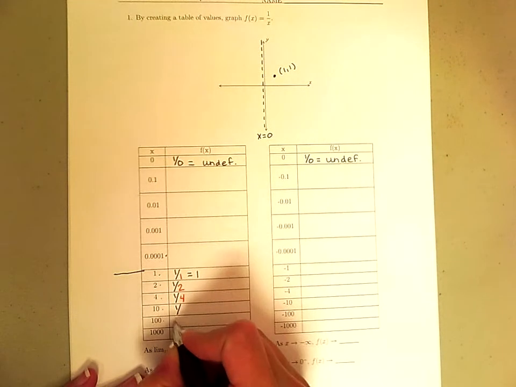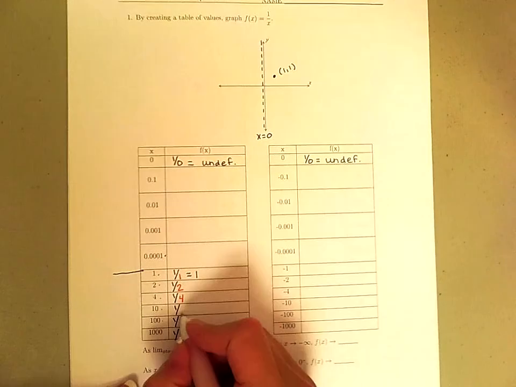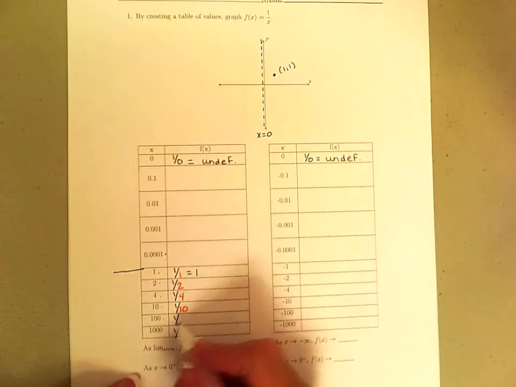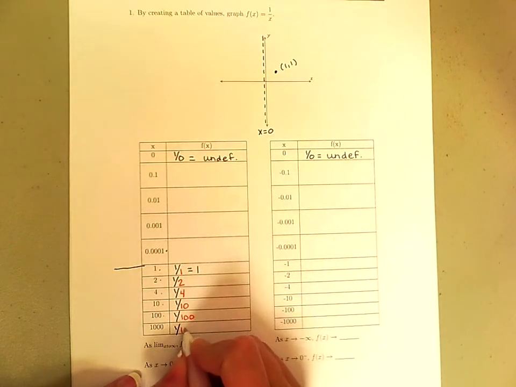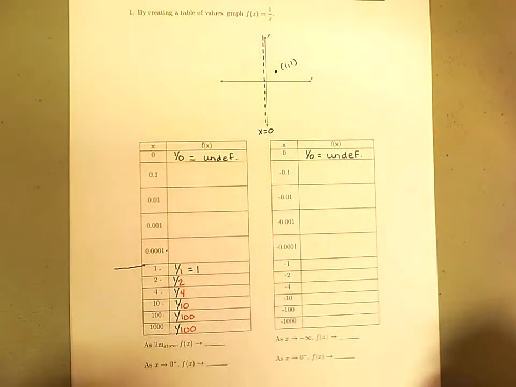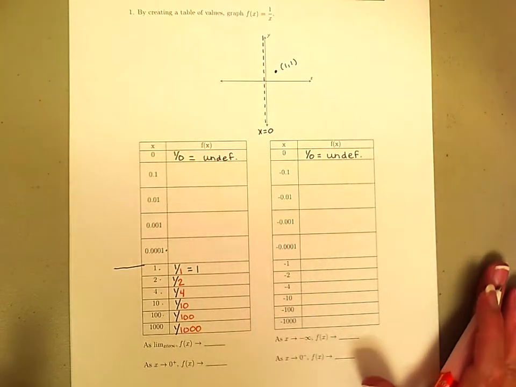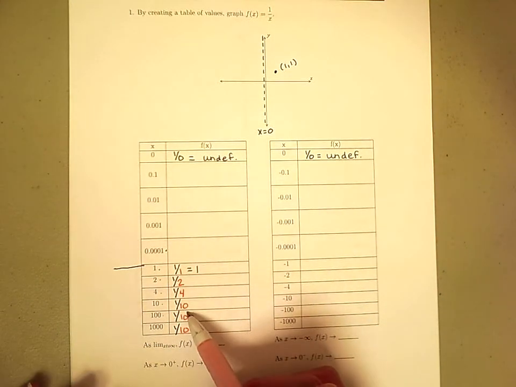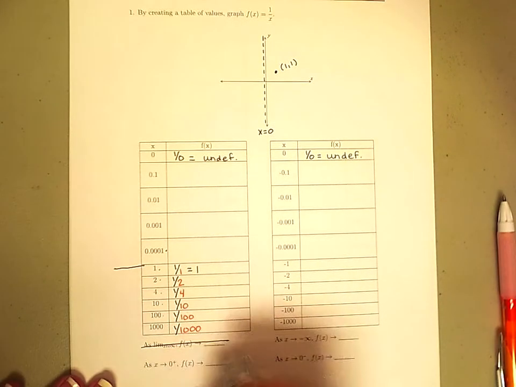At 10, I have a 1/10. And at 100, we have 1/100th. At 1,000, we'd have 1/1,000. Okay. And so something very bizarre is happening. Let me scratch this out.